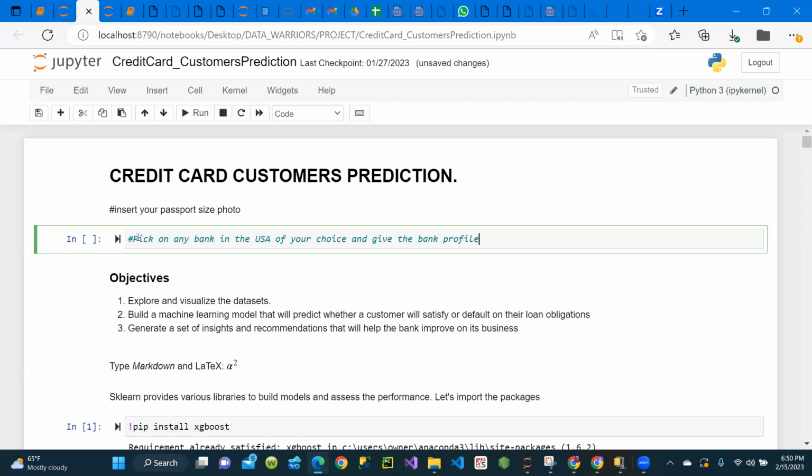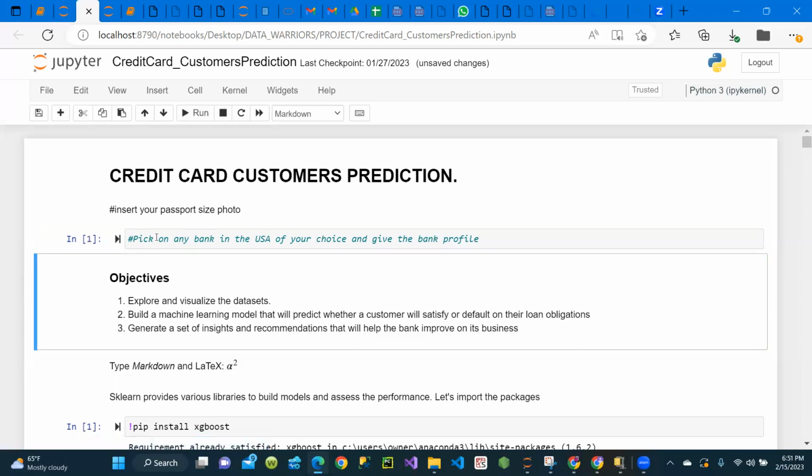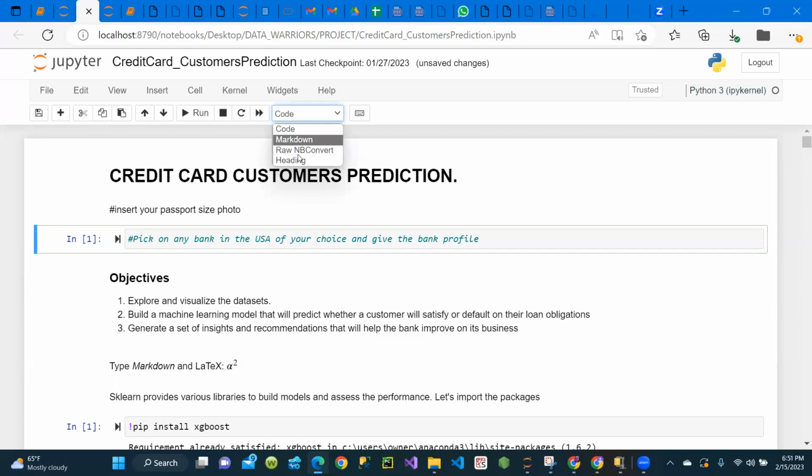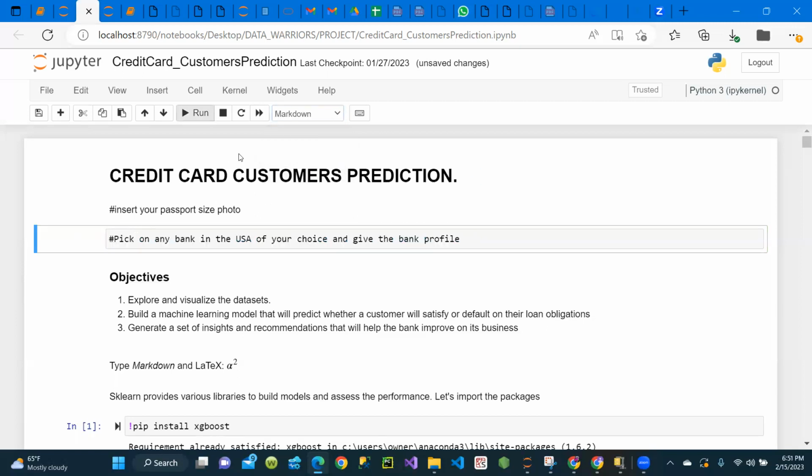So the aim of this project is to find out, using data from the Bank of America, how we can generate a set of insights and recommendations that will help the bank improve on its business. So that is what you are required to do, to give a profile. That's not data science. It's like a biography. Yeah, like a biography. That's what we are calling a profile. Now you get it, right?